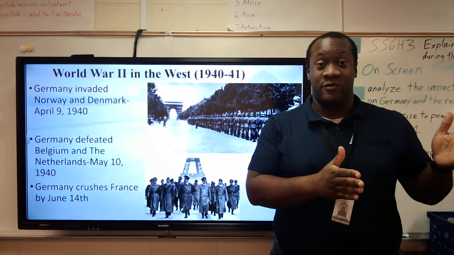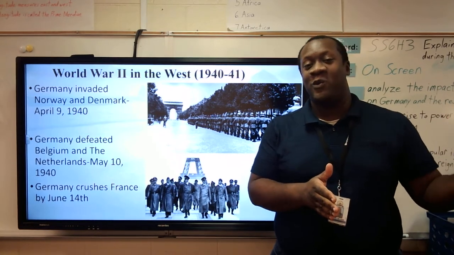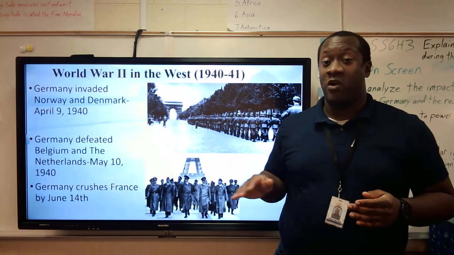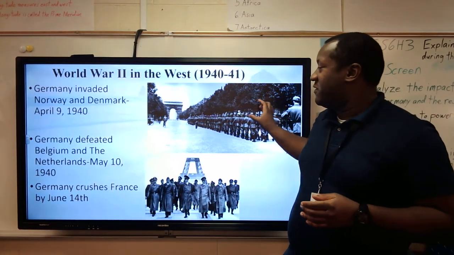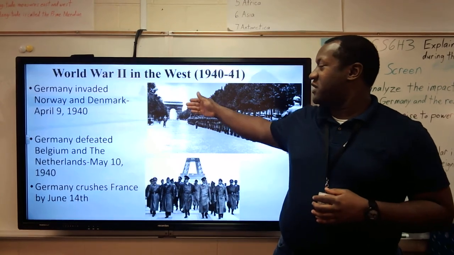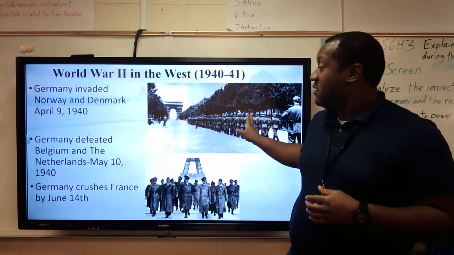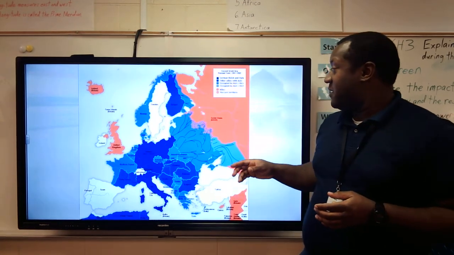Well, whatever happened in those 20 years between World War I and World War II, the French were just crushed, wiped out. By the way, here's pictures of German soldiers marching through Paris. There's the Arc de Triomphe. There's the Eiffel Tower. So here's a map, and I really want you to pay close attention to this map.